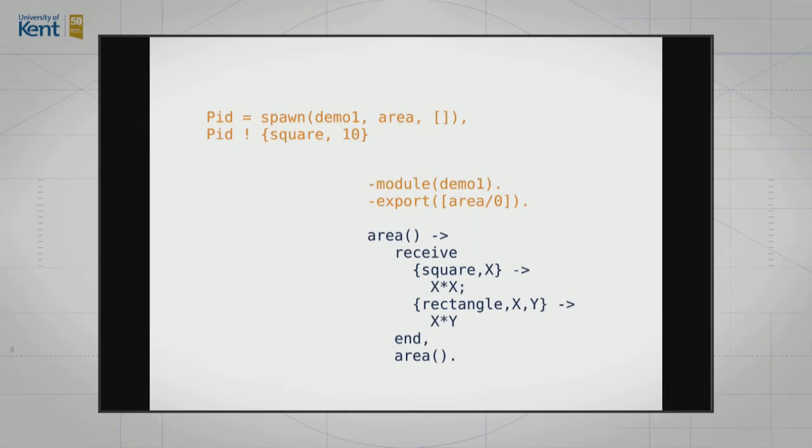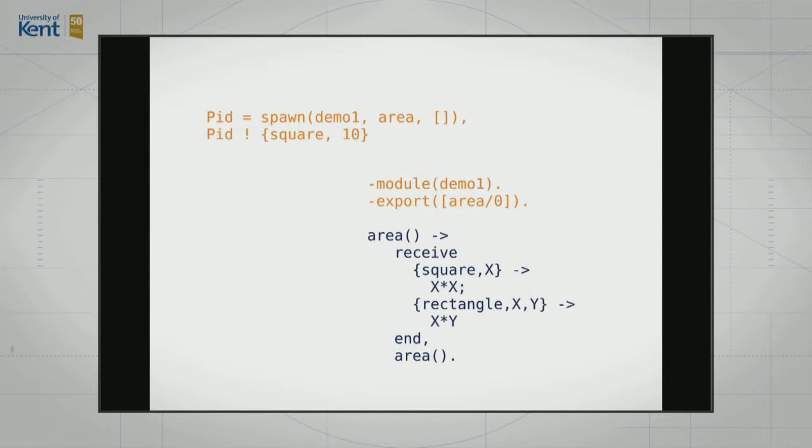Now what's demo1? That's the name of the module where the process is defined. And what I've done on the right-hand side of the slide is just make a very simple module. It's called demo1. It exports a function called area 0 with 0 arguments. And that has this receive statement that's going to receive a message that's sent to it and do something with that message. So if we say PID spawn demo1 area, then we send it a square message. It receives that message, pattern matches it inside the receive statement, and then it computes x times x. It doesn't do anything with the result.